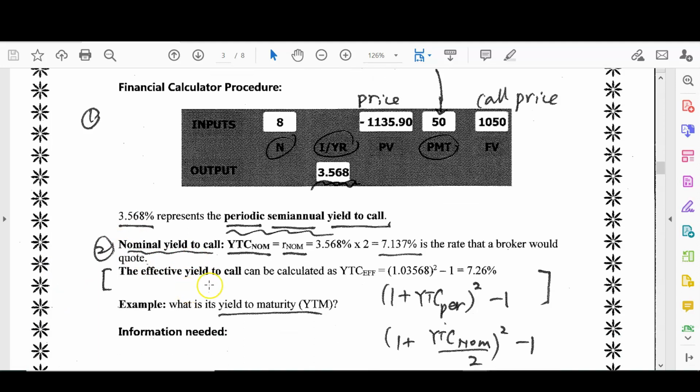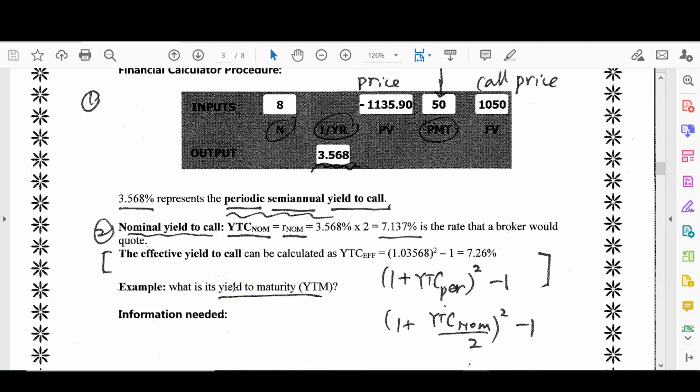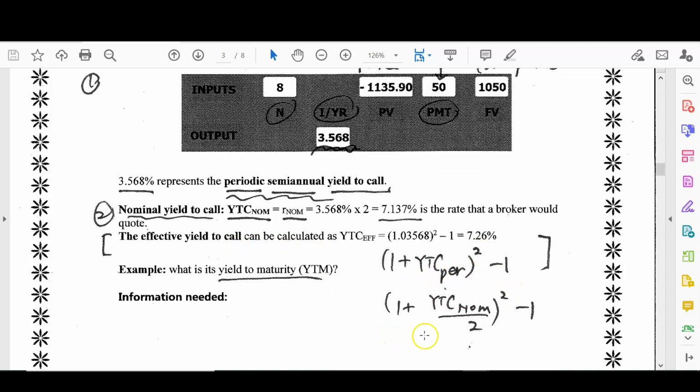A further step is to calculate the effective yield to call. It should be 1 plus the periodic rate, squared, minus 1, or 1 plus nominal yield to call divided by 2, squared, minus 1. So we have 7.26%. We're using the formula for converting a nominal or periodic rate into an effective annual rate. You can also work this out on the interest conversion worksheet on the financial calculator.